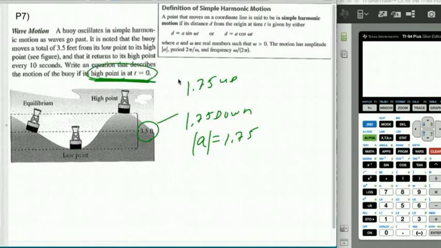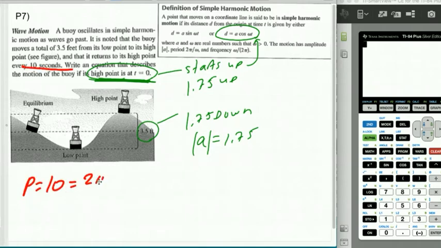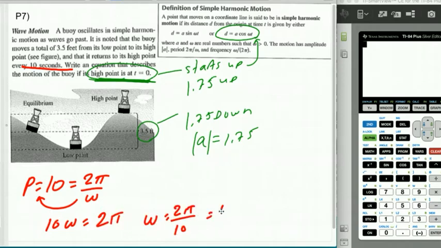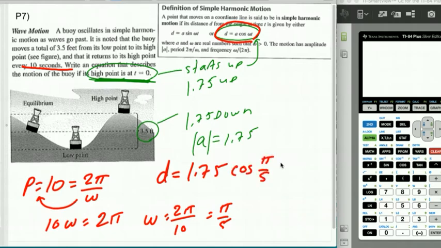We are told that it starts up at the top. As soon as I hear that it starts up, I say, oh cool, that's got to be a cosine. And then I'm told that it returns to the high point every 10 seconds. So that must mean that the period is 10, and we know that's 2 pi over omega. When I solve for omega, I multiply that omega over. So 10 omega equals 2 pi, so omega should be 2 pi over 10, or pi over 5. So I want this formula: my distance is going to be 1.75 cosine of pi over 5 t.